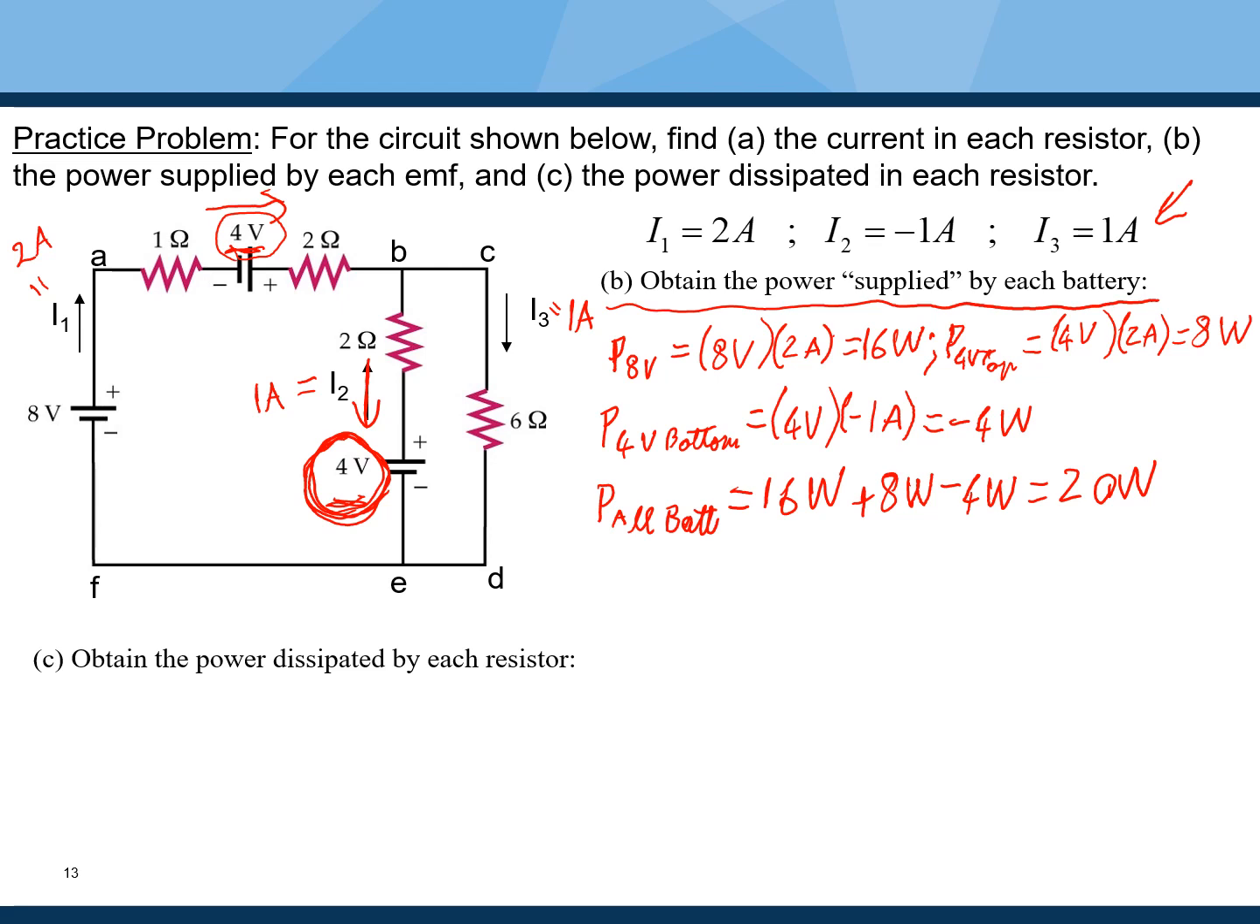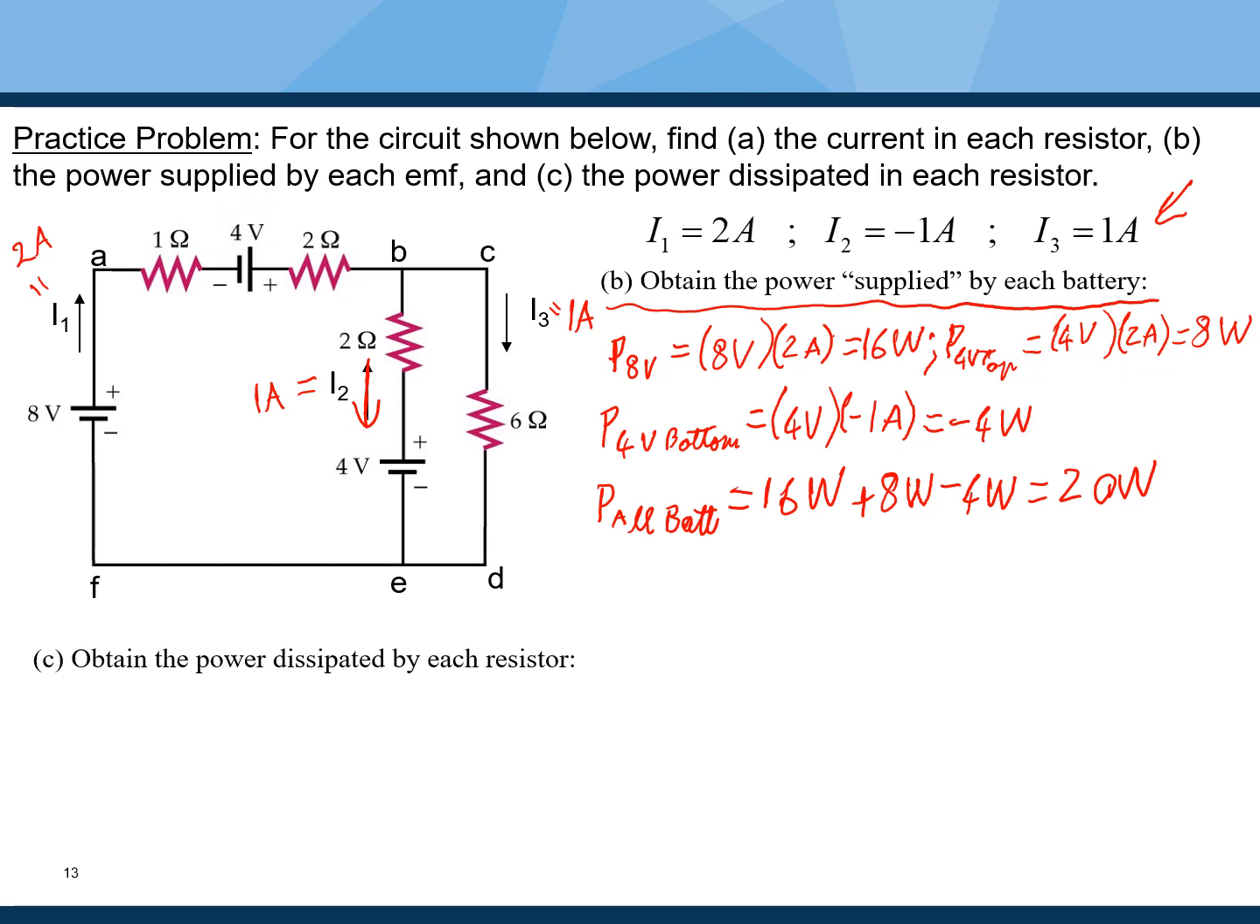Okay? Now, the next part of the problem asks us to find the power dissipated by each of the 4 resistors in this circuit. So to help that along, let me go ahead and clean up the stuff that we marked out for the batteries. Okay?